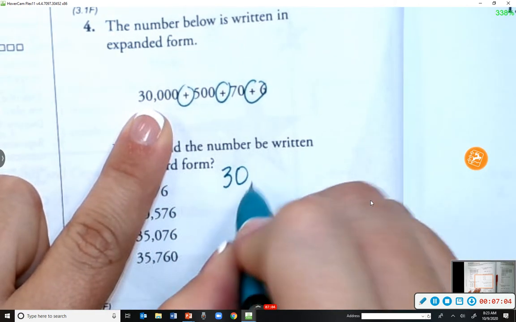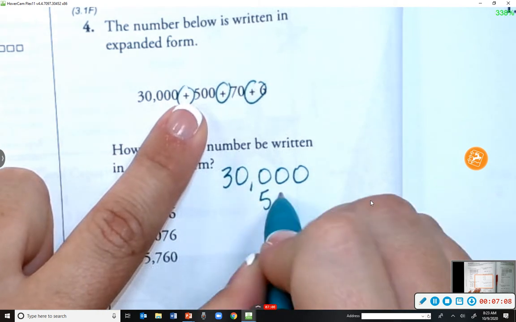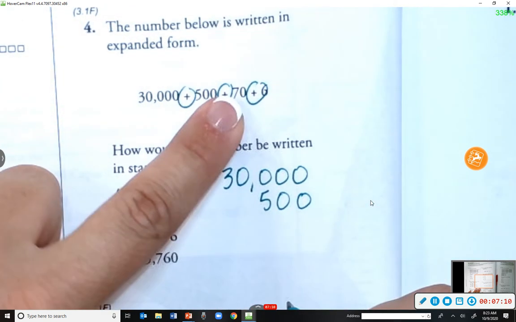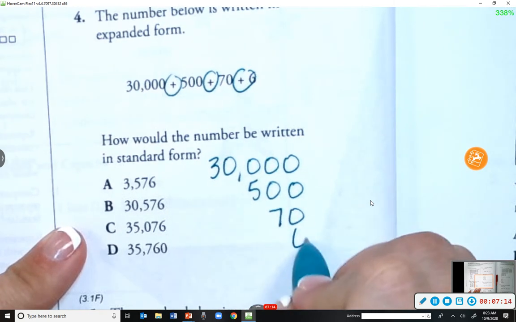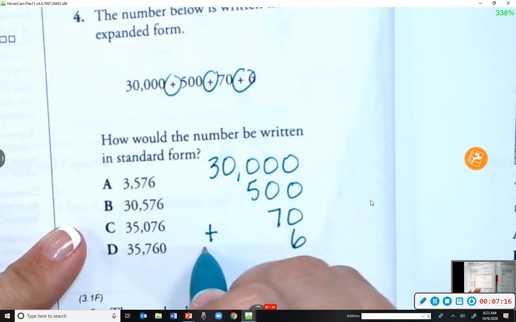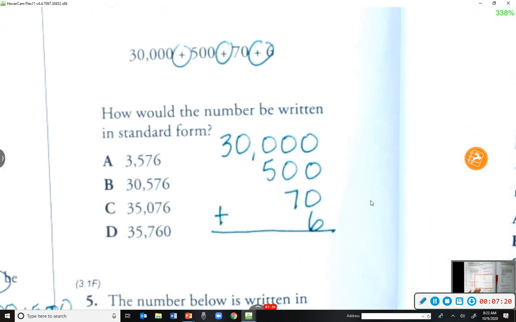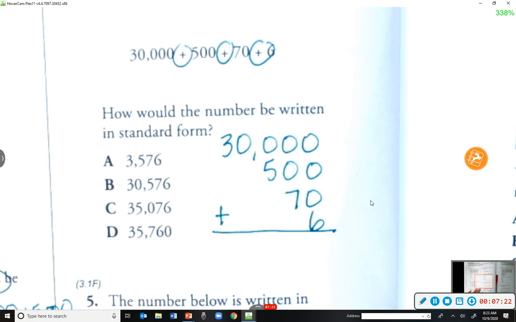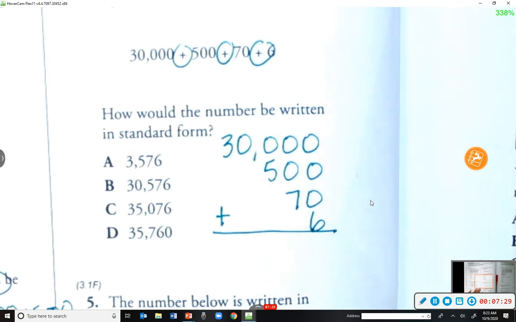30,000 plus 500 plus 70 plus 6. Now it's very important that you line these up when you're adding, because if you don't, you will get it wrong. So write nice and neat and line up your place values.